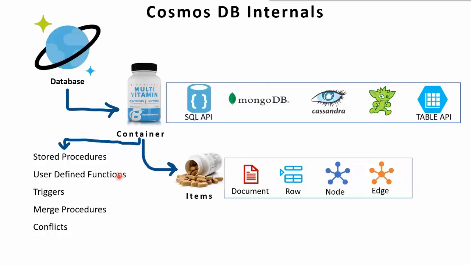Triggers are a little bit tricky too, especially if you are coming from SQL Server. In SQL Server, triggers get executed automatically. In Cosmos DB, that's not the case. You have two types of triggers, pre-transaction and post-transaction, and you have to fire them manually. And we cover the merge procedures, which are stored procedures that handle conflicts. So as you can see, everything here is per container.